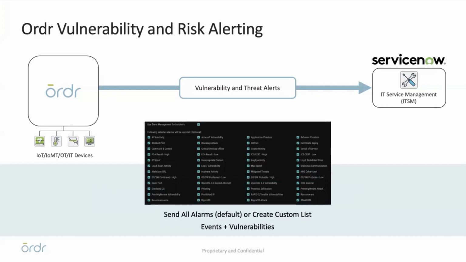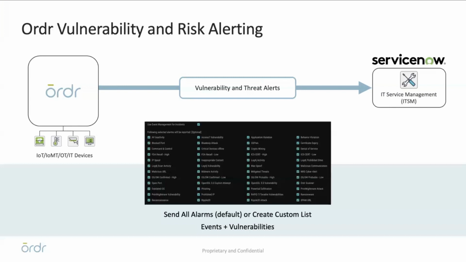And the way Ordr exchanges alert information with ServiceNow is something called event management system. It can automatically create tickets on ServiceNow for all the alerts that are selected over here. You see the rich context of 27 to 28 different types of alerts that Ordr detects. And the user has an option to either select all of them or select some of them and create tickets and mitigate these threats on the ServiceNow side.